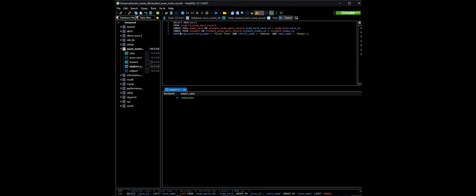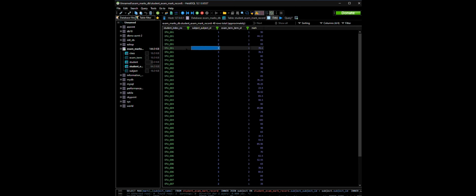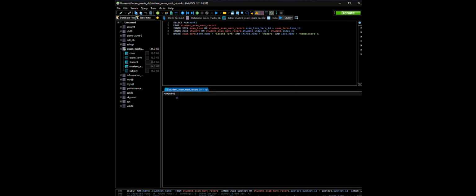Alright. But the exam term is the second term, I guess. Yeah, so it's second term. And the student's name is Madara Vanasekara. So let's search, and the answer which we get is 85. Madara is student number 2. So student number 2, second term: 75, 55, 85. So we have 85 here, so our answer is correct.